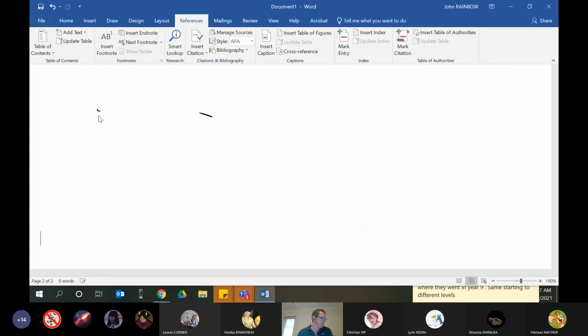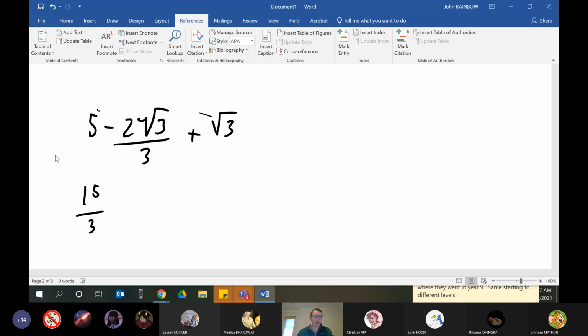So a thing with fractions might be, for example, 5 minus 2 root 3 on 3 plus root 3. If I had to simplify this, well, I've got to make this the equivalent fraction as that one. So if I make everything in 3, that would be like 15 on 3. So what I'm doing here is I'm making everything with the denominator on 3: minus 2 root 3 on 3 plus 3 root 3 on 3.